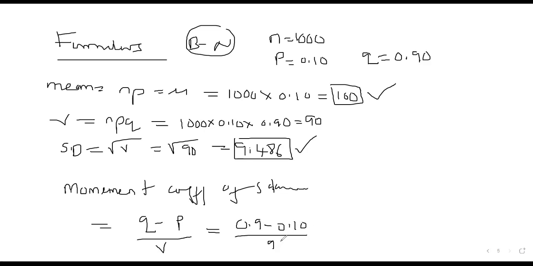9.486. This is the standard deviation, not the variance. Oh, okay. All right. So this one, you're right, it's supposed to be the standard deviation. So Q minus P over the standard deviation. So our standard deviation was 9 point what?